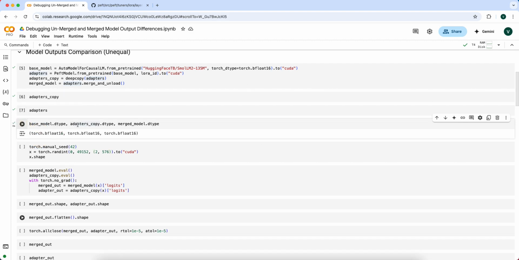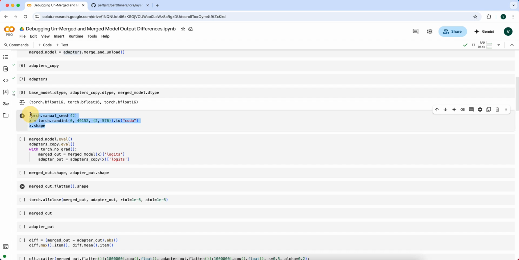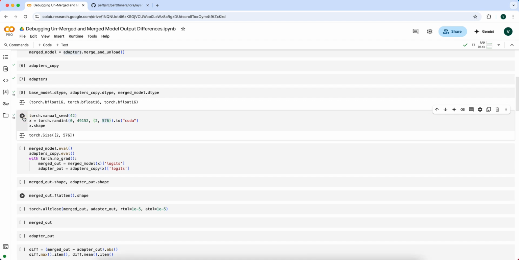Yeah, nothing noteworthy there. All right, so I'm going to create some random inputs. I'm going to use integers so it replicates the tokens that would be passed through the model. And 49,152 is the vocabulary size for SmolLM2 135M. We're going to assume we have two inputs, and we're going to have 576 embedding dimension. So we're assuming that we're passing our embedded tokens into the model.